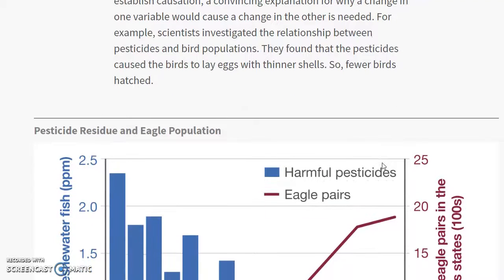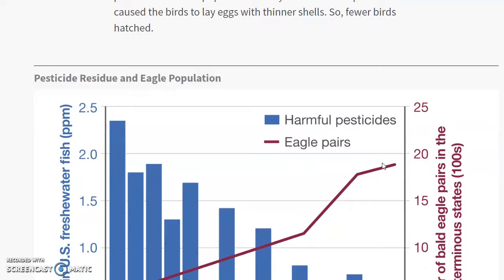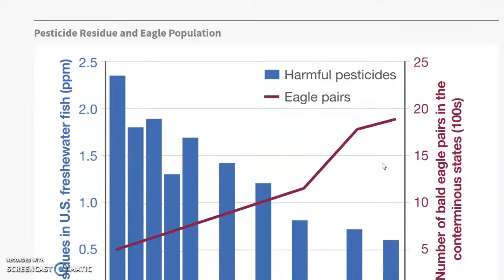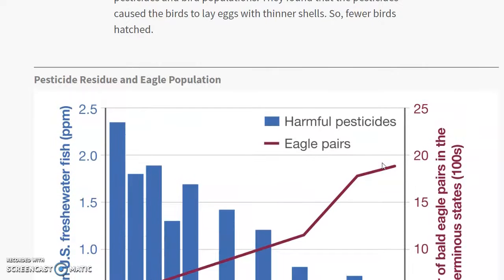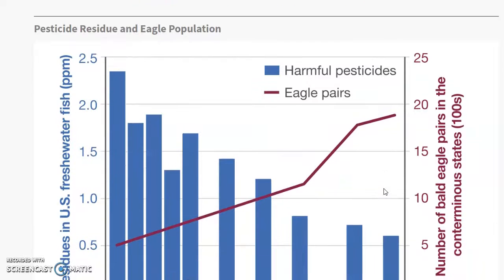Okay. So here's one example. They're talking about pesticides and bird population. Pesticides cause the birds to lay eggs with really, really thin shells. So pesticides kind of eat away the shell that needed to be thick. And so the birds had trouble hatching, possibly because they were weaker.